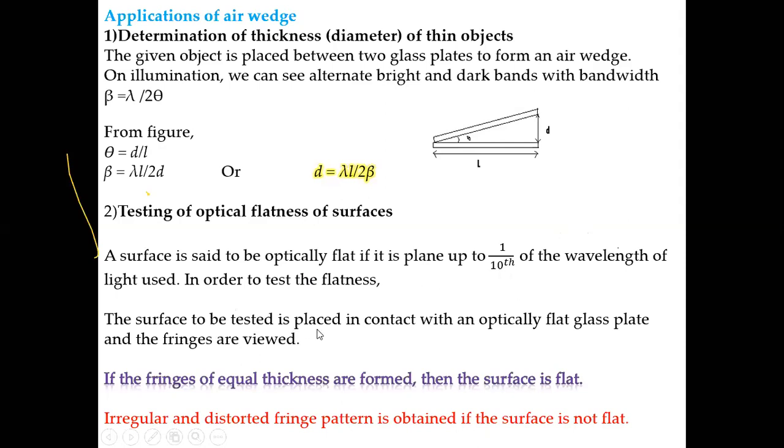The surface to be tested is placed in contact with an optically flat glass plate and the fringes are viewed. Keeping an optically flat glass plate as a reference, to check whether the glass plate given to us is optically flat or not, we study the interference fringes produced at an air wedge. If the fringes of equal thickness are formed, then the surface is flat. If equal thickness fringes do not form, we conclude the surface is not flat. So an irregular and distorted fringe pattern is obtained if the surface is not flat.